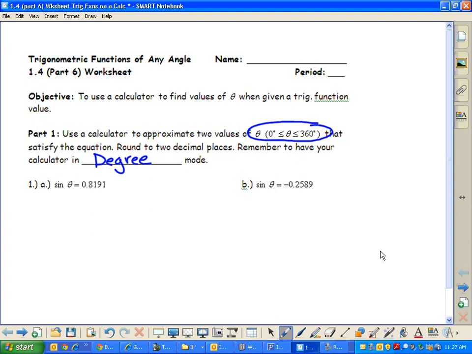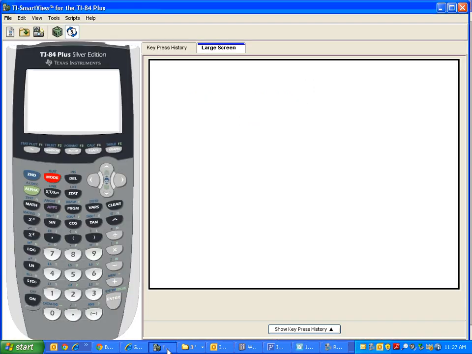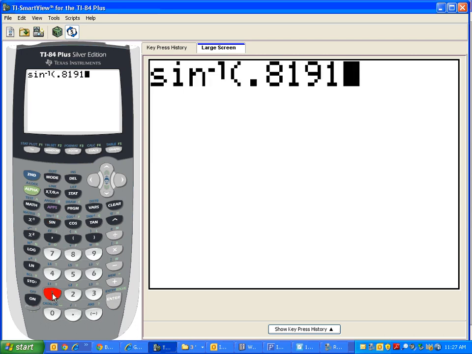To review, to find that value of theta, you've got to get theta by itself. We end up taking the inverse sine on both sides. So you're going to take the inverse sine of 0.8191. Now that your calculator's in degree mode, you can go back and type that in. So you do second sine, and then you do 0.8191. You can close the parenthesis if you'd like.